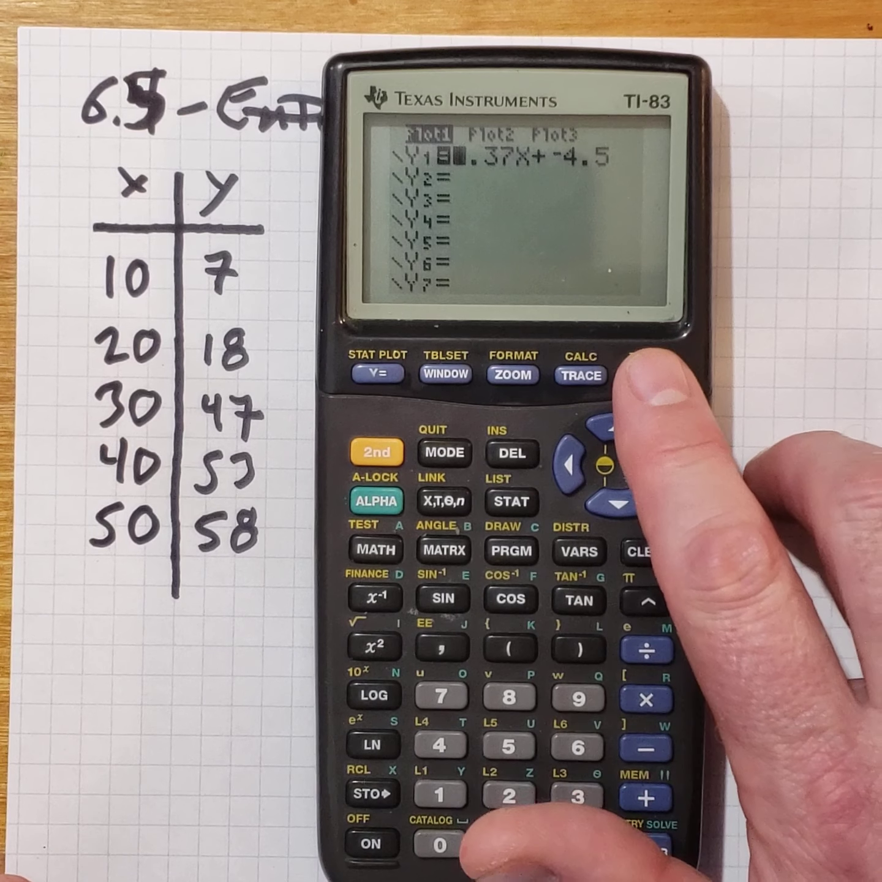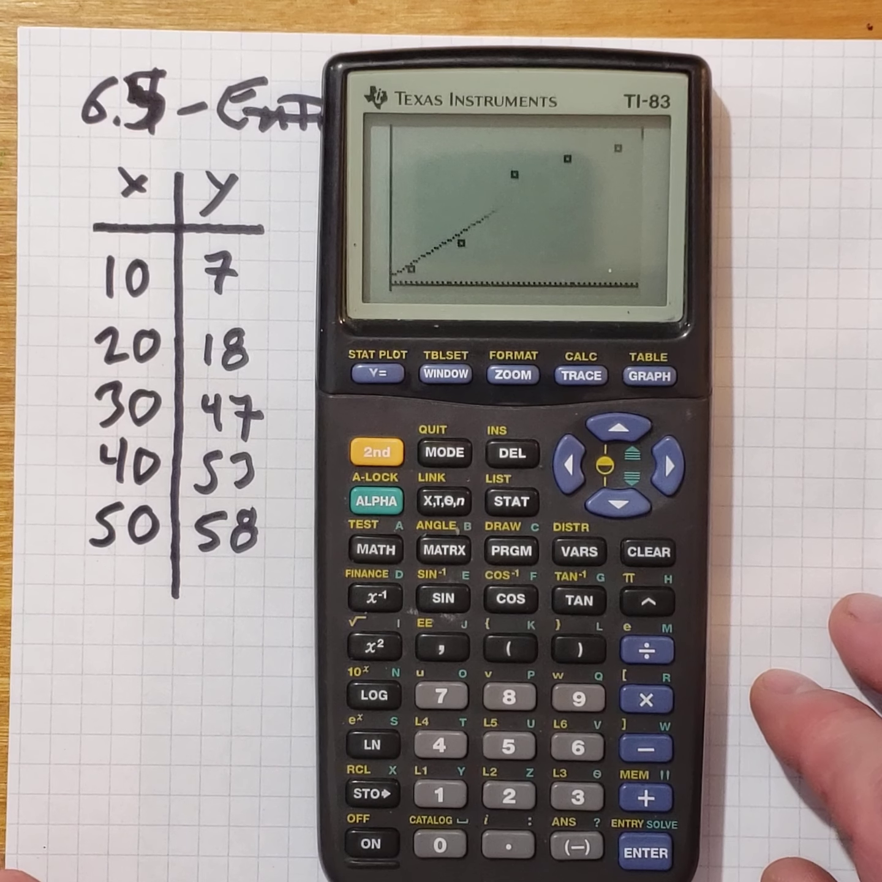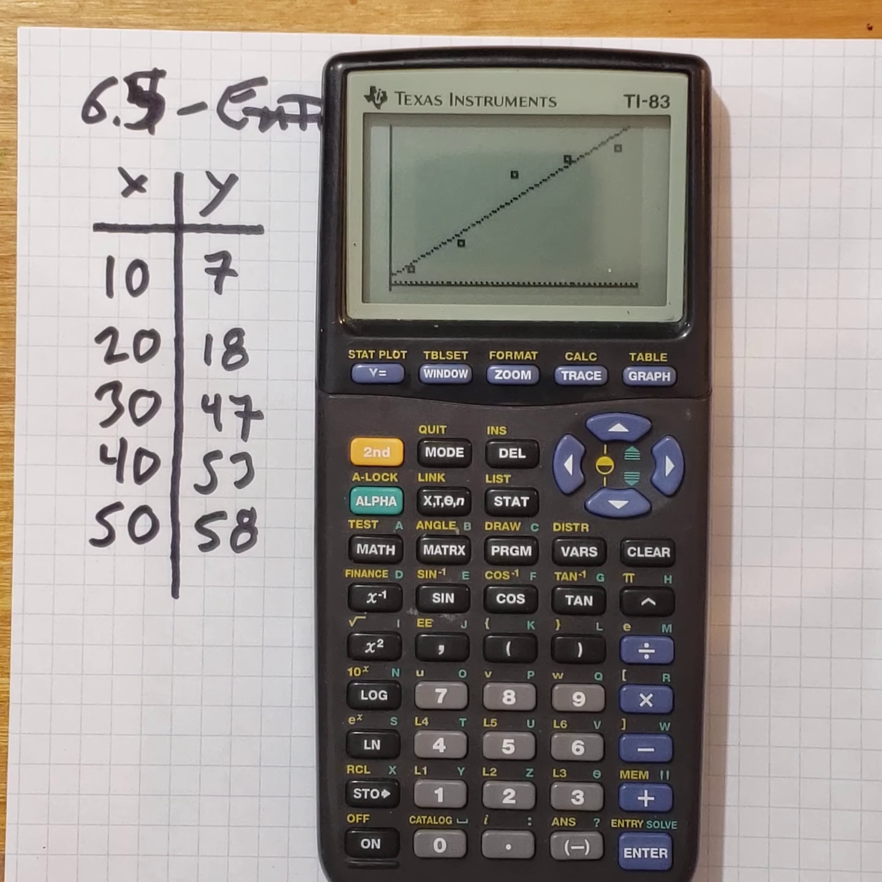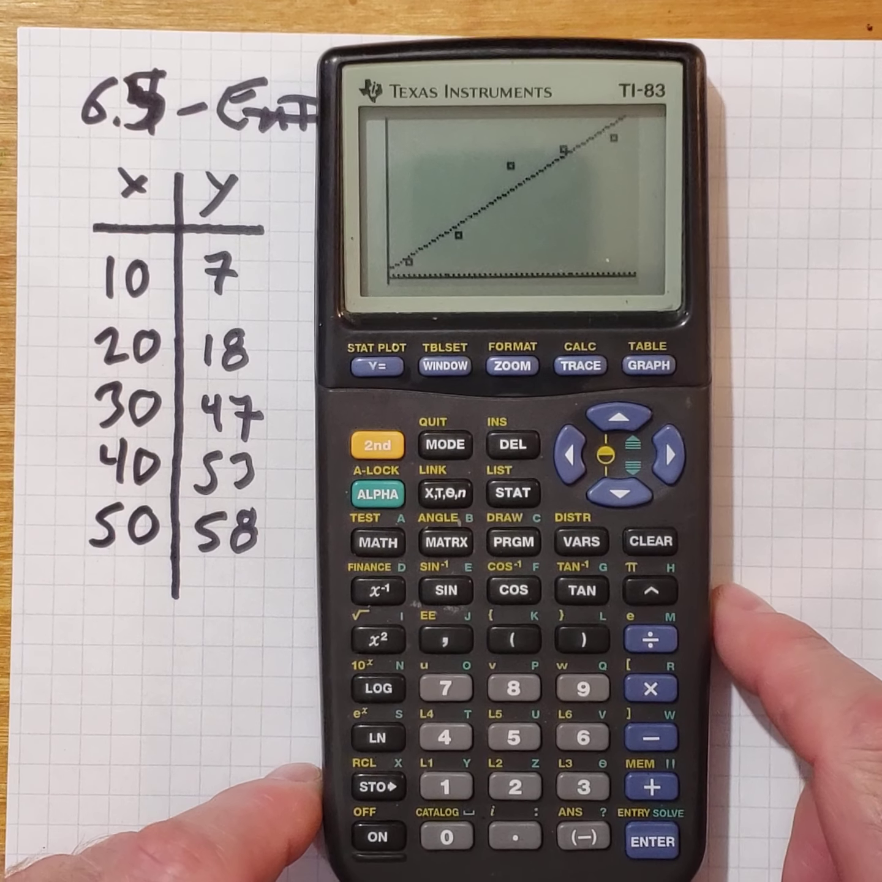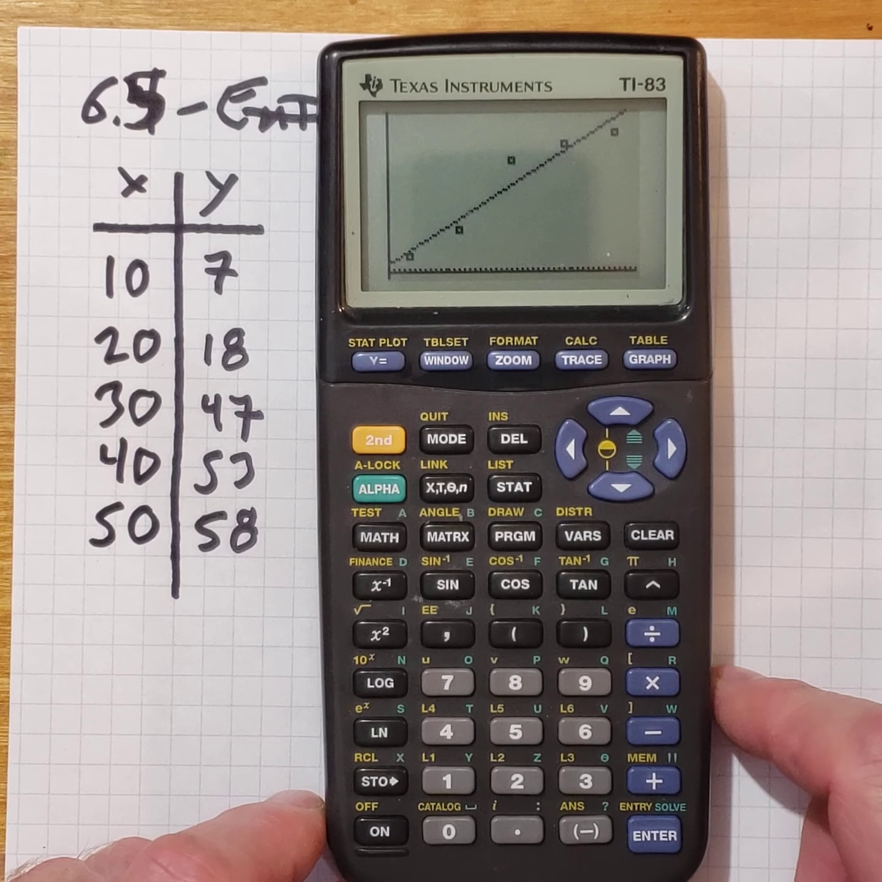And then if we go to graph, we'll see that that line does do a pretty good job of going through the data. Comes fairly close to hitting all of the points. Doesn't do a perfect job, just a pretty good job. But as we saw before, the correlation was 0.955, so that is actually fairly close to perfect.